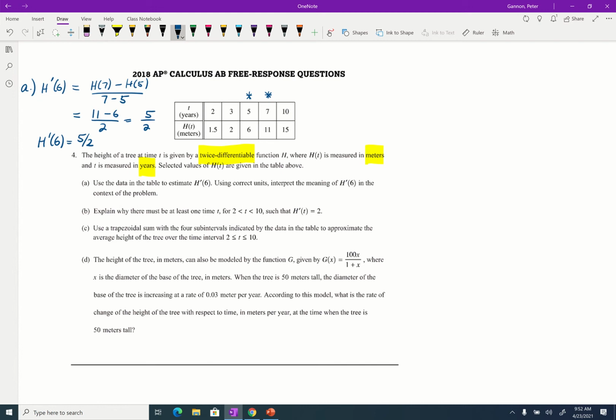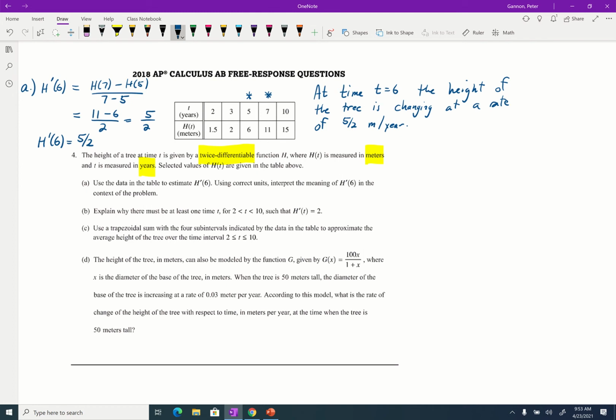Now, it does ask us to interpret the meaning of h prime of 6 in the context of the problem. So what this would mean is at time t equals 6, the height of the tree is changing at a rate of 5 halves meters per year. And that would suffice for that answer.